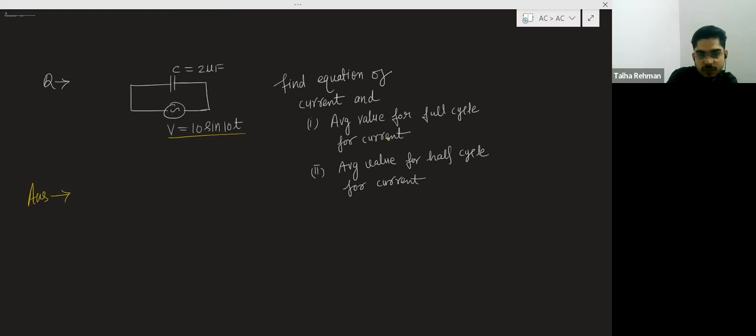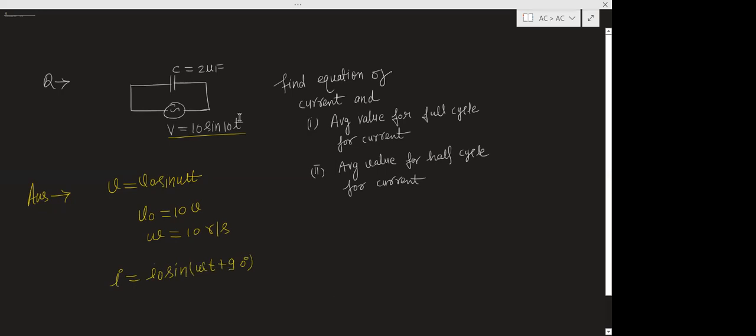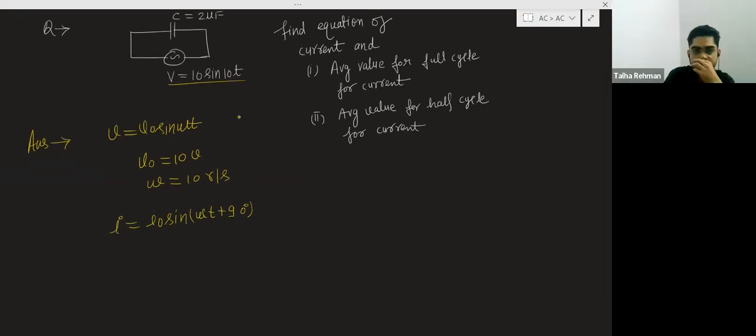So the equation of the voltage was V is equal to V naught sine omega t. When you compare the voltage equation, you will get V naught is equal to 10 volts and omega is equal to 10 radian per second. So the equation of the current, we have I is equal to I naught sine omega t plus 90 degree. This is the equation of the current here.